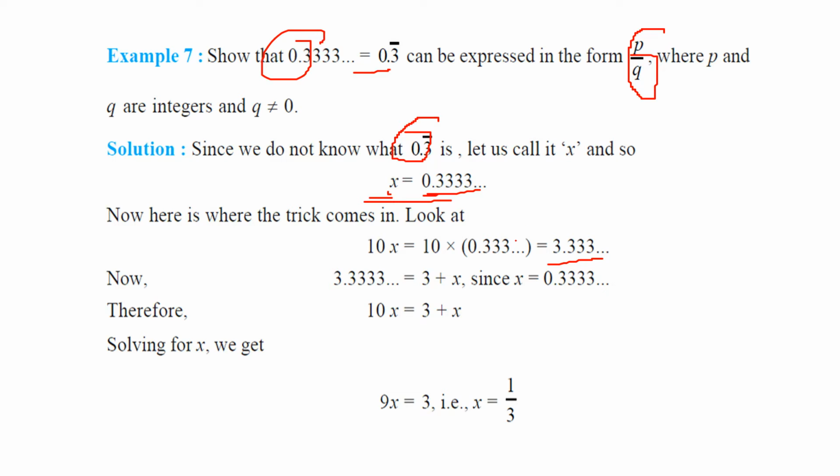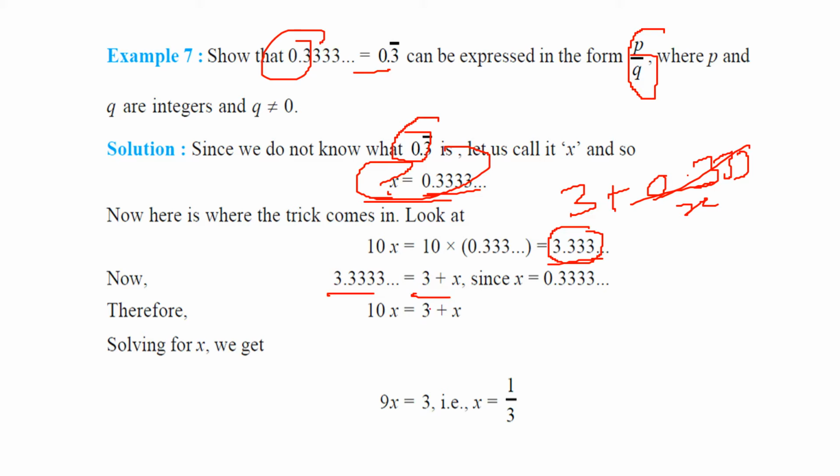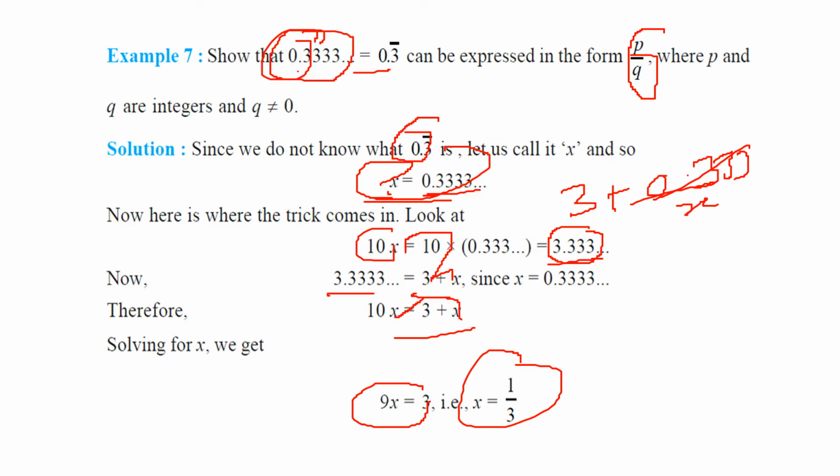Now see, first of all, this 3.333 you can write as 3 plus 0.333, but you have taken x as 0.333, so in this case you can write x in this place. So 3.333 can be written as 3 plus x. So 10x becomes 3 plus x. Now take x here. This is 9x equals 3, x is 3 by 9, so you get 1 by 3. So if 0.333 is given, you can easily find the p by q form.